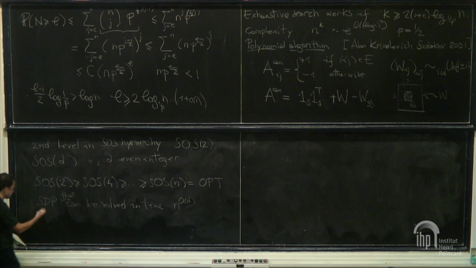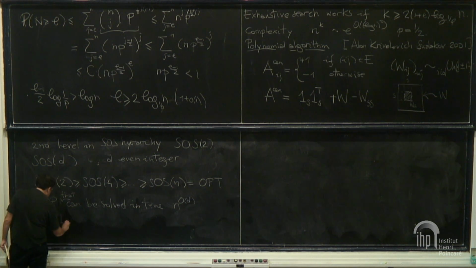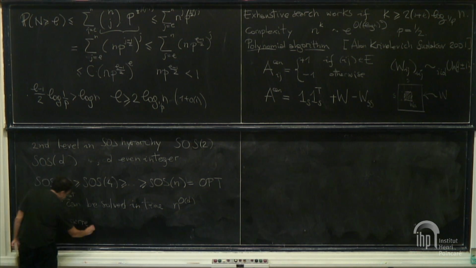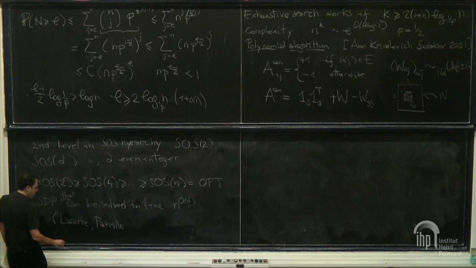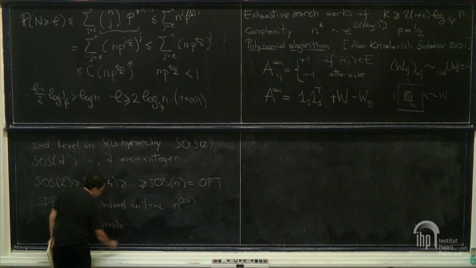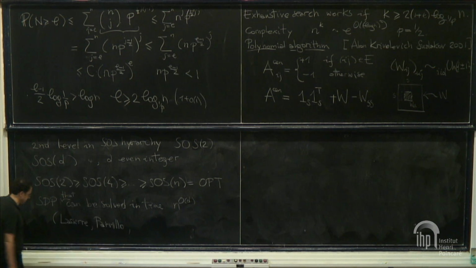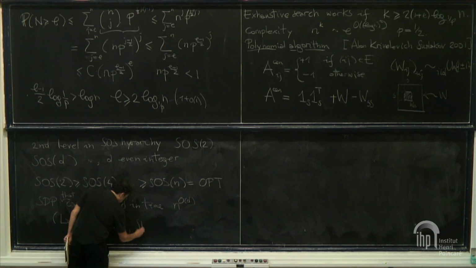Okay, so this hierarchy was introduced in the late 90s, early 2000s by Lasserre, and is sometimes called the Lasserre hierarchy, and by Pablo Parrilo. But it actually existed already in some form in the Russian literature due to Shor.